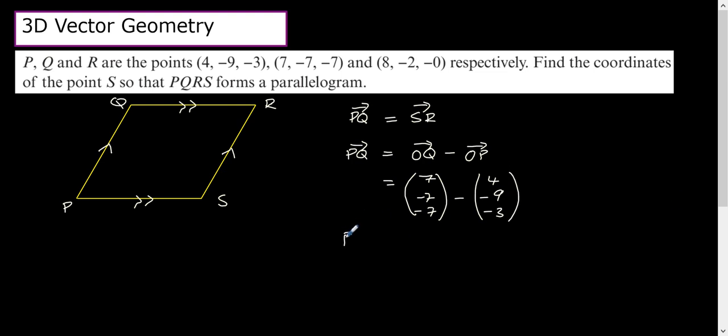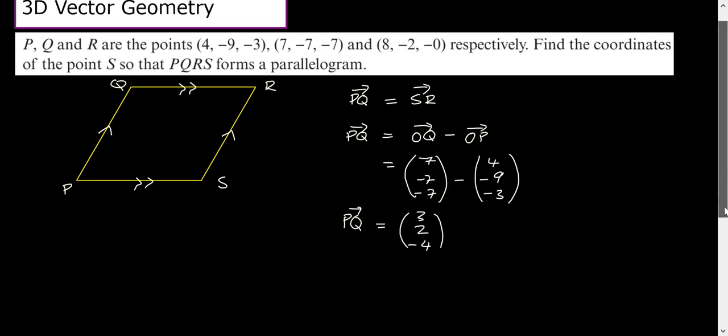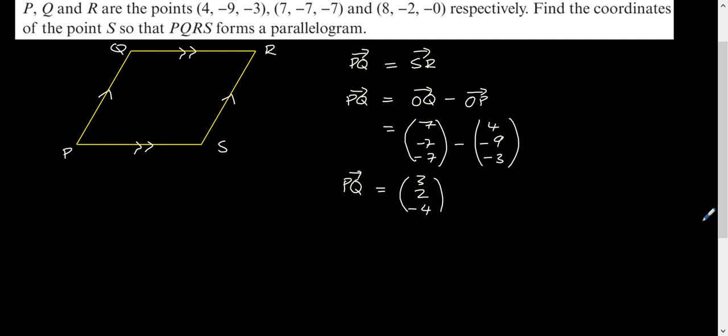So PQ, our vector, is 7 minus 4, 3, minus 7 minus 9 is going to be 2, minus 7 minus 3 is minus 4. So that's our vector, okay? Now we know then that SR has to be the same. So therefore SR equals 3, 2, minus 4.